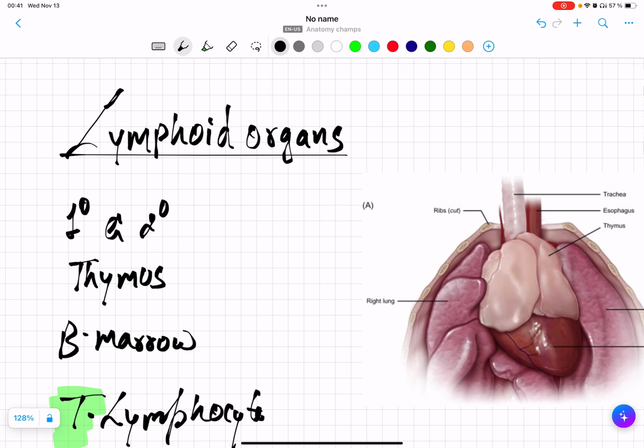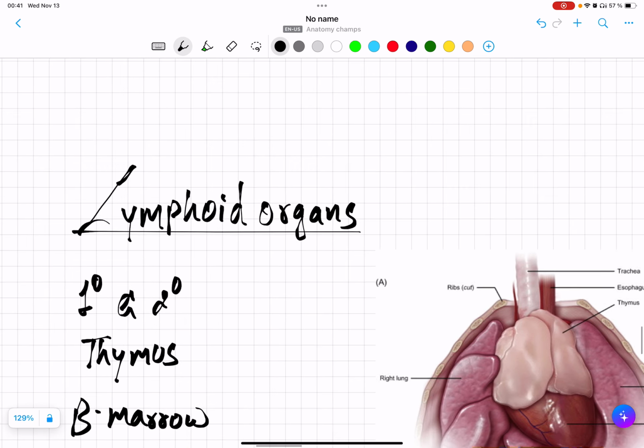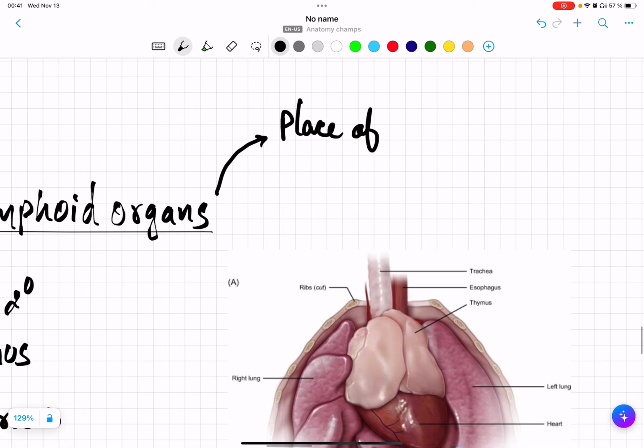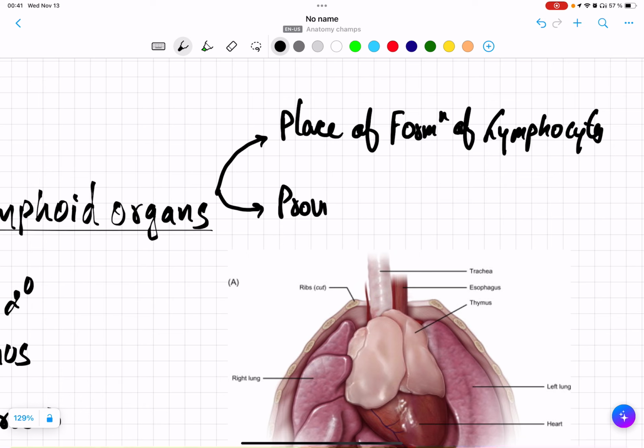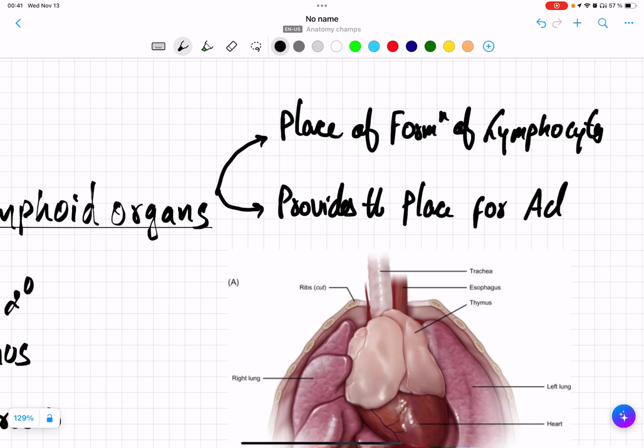So, what are lymphoid organs? Do you know? Lymphoid organs are the organs which either are the place of formation of lymphocytes or provide the place for action.